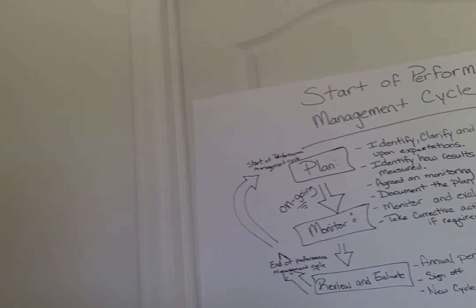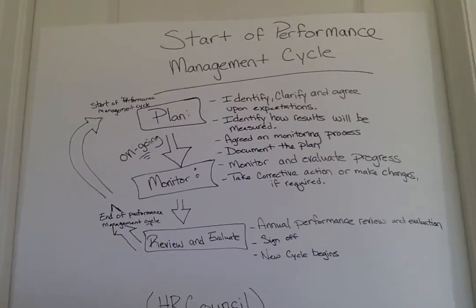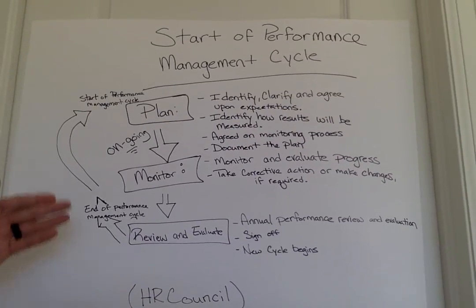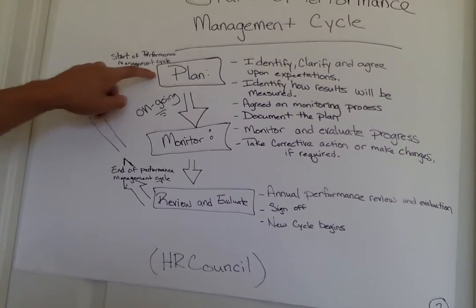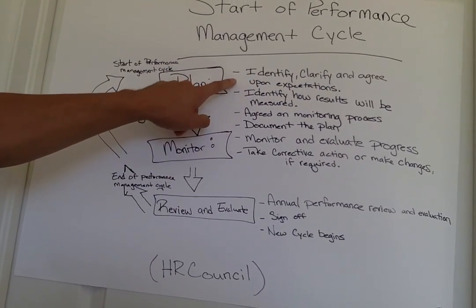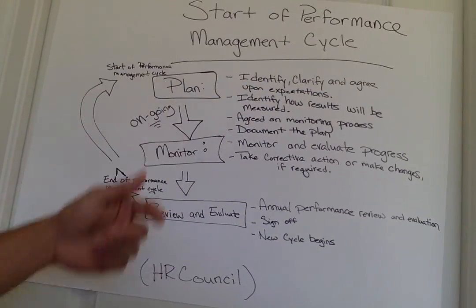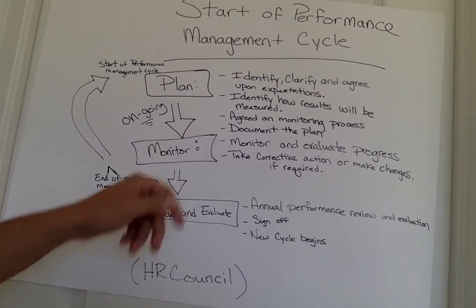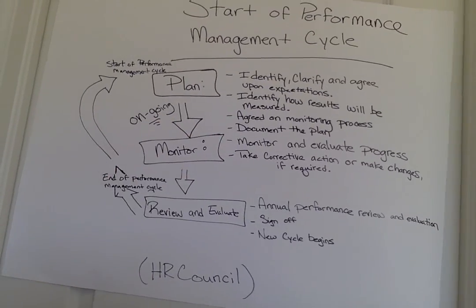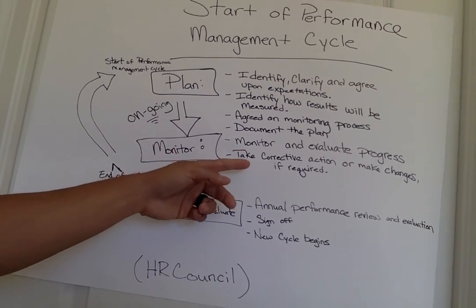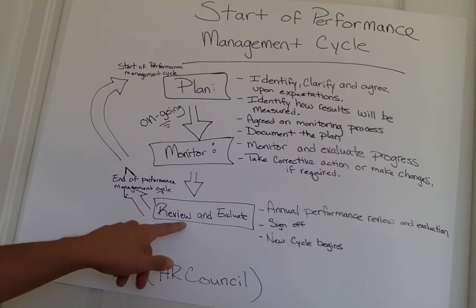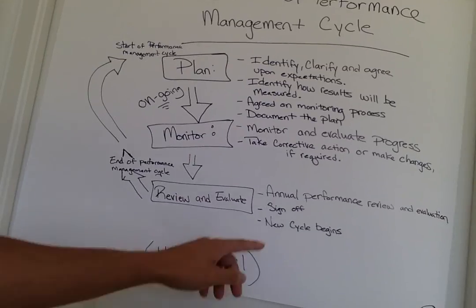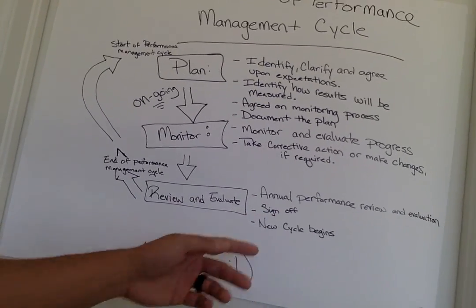As you can see, the start of the performance management cycle, there's plan. You want to identify, clarify, and agree upon expectations. Identify how the results will be measured. Agree on monitoring process. Document the plan. Monitor and evaluate the progress. Take corrective action or make changes if they are required. Review and evaluate. Annual performance review and evaluation. Sign off. New cycle begins.